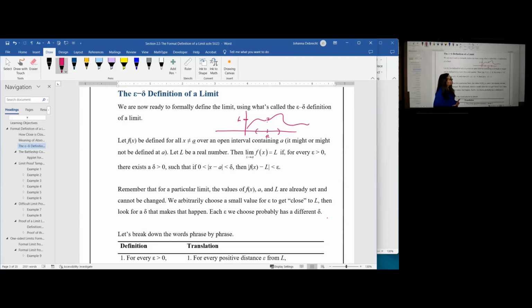Now let's take a look at our picture right here, and let's arbitrarily set an L value and an epsilon value. I'm going to choose epsilon to be that wide. This interval right here is 2 epsilon. It's going to be L plus epsilon and L minus epsilon.